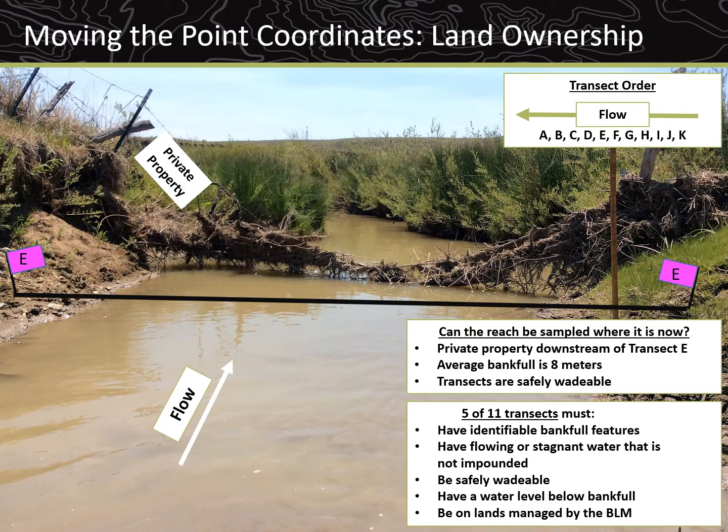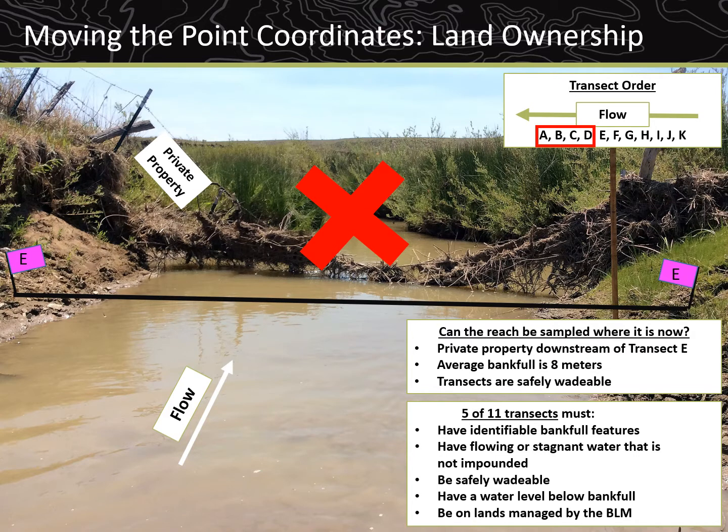This stream has a fence across it with a private property sign downstream of the point coordinates. Staying upstream of the fence, the average bankful width is 8 meters. The reach is laid out upstream of the fence and transects E through K were placed. Is the reach sampleable where it is now? Do the point coordinates for this reach need to be moved? If so, how far?